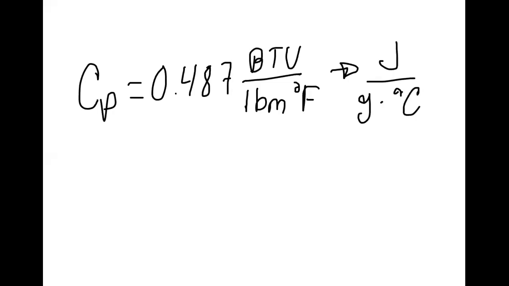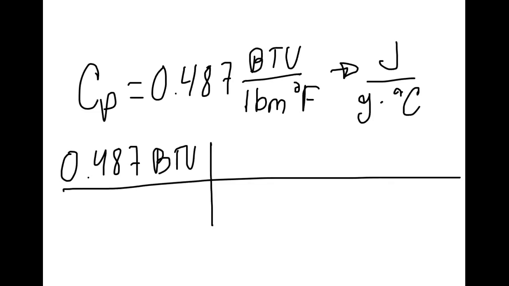Sometimes you have to make certain conversions, let's say 0.487 BTU per pound mass Fahrenheit. We want it in joule per gram Celsius. This is a heat capacity, this is CP, and you have to understand that this is dealing with a delta T. So if we need to change from Fahrenheit to Celsius, then we grab the 0.487 and we make a table as we have already stated before, where we can do our cancellations.